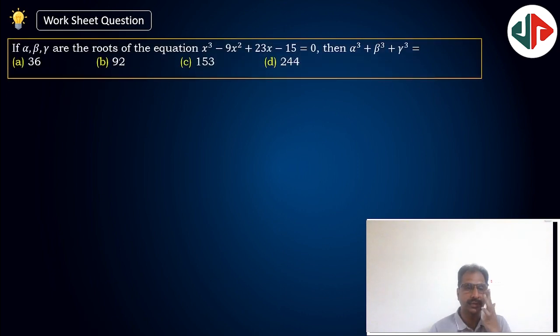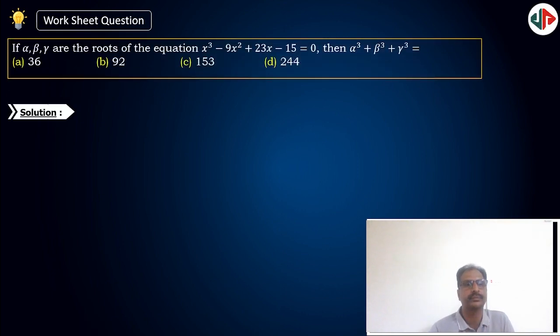Let's discuss worksheet questions from theory of equations. The first question: alpha, beta, gamma are the roots of the given equation. Then what is alpha cube plus beta cube plus gamma cube?